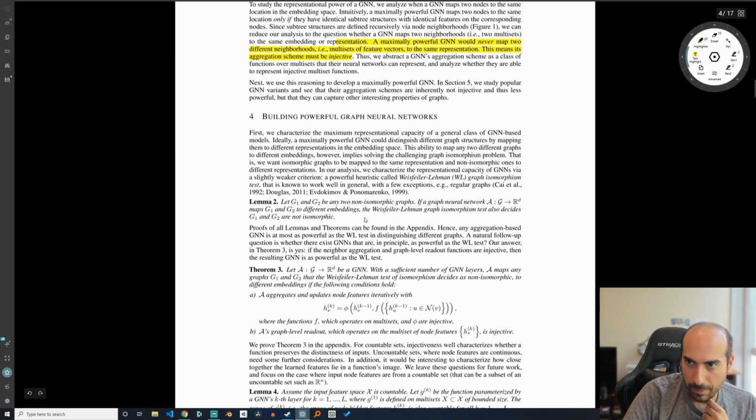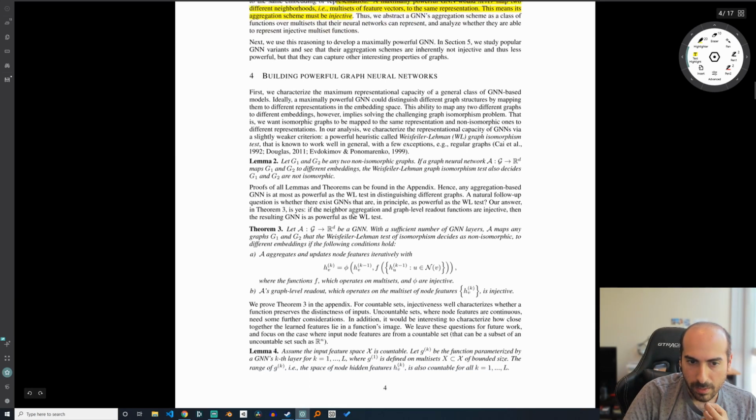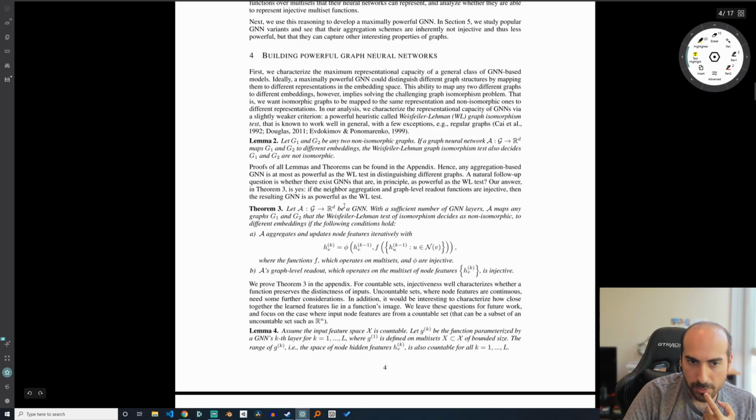Proofs are all in the appendix. Okay, that's cool. Now let A be a GNN with a sufficient number of layers. A maps any graphs that the WL test decides are non-isomorphic to different embeddings if the following conditions hold: A aggregates and updates node features injectively, and A's graph-level readout, which operates on the multiset of node features, is injective.